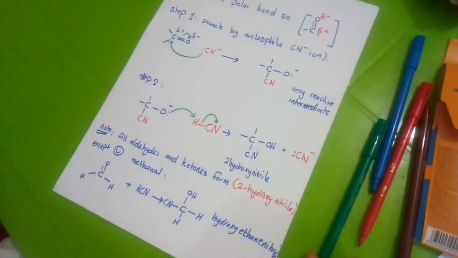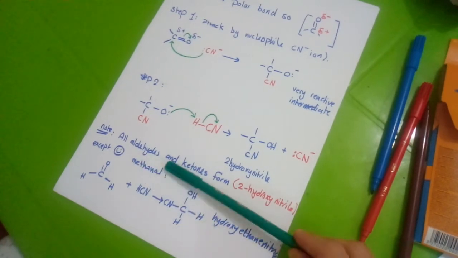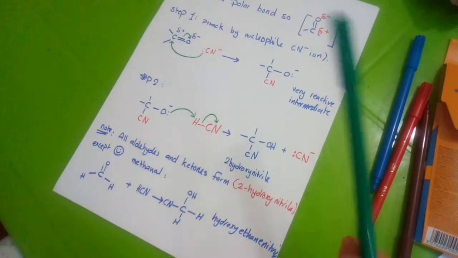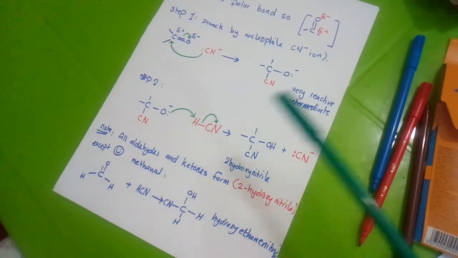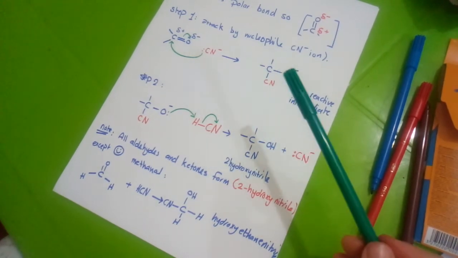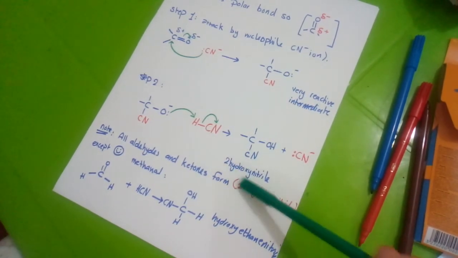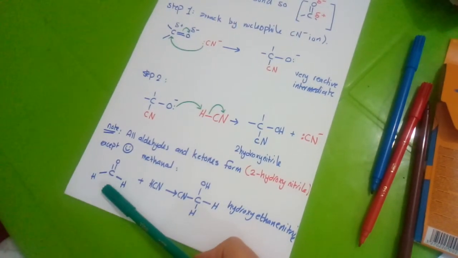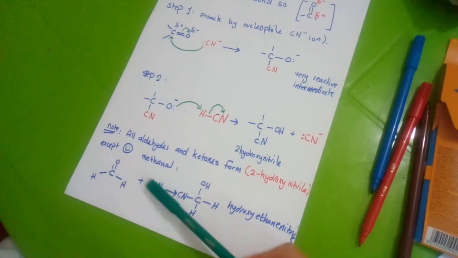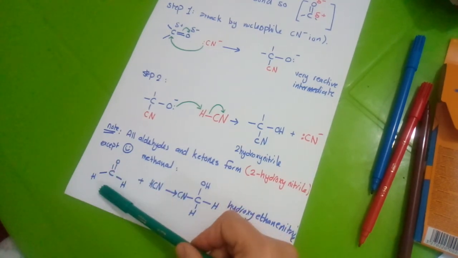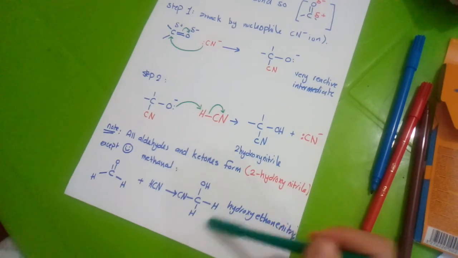Guys, you have to keep in your minds that all aldehydes and ketones will form that type of compound, 2-hydroxynitrile, okay? Except what? Methanal. In methanal, we will form a compound that contains 2 carbon atoms. So no need to mention number 2. Let's see the equation. Here we have the methanal. If we add to it a hydrogen cyanide, the hydrogen will be added to that oxygen, and cyanide will be added by the other bond to that carbon. So we will form that compound.